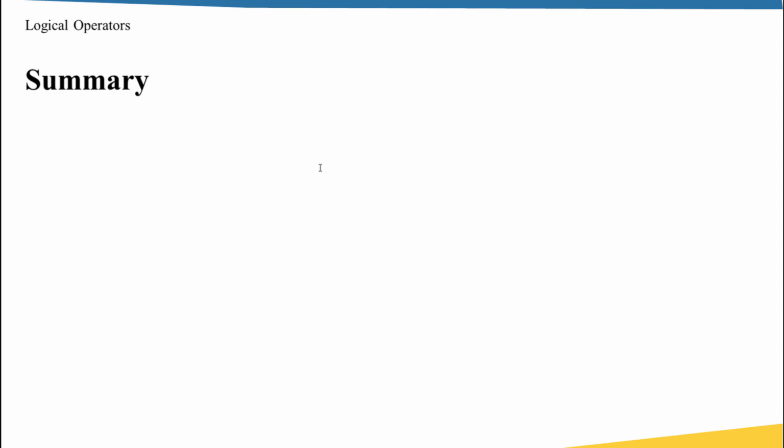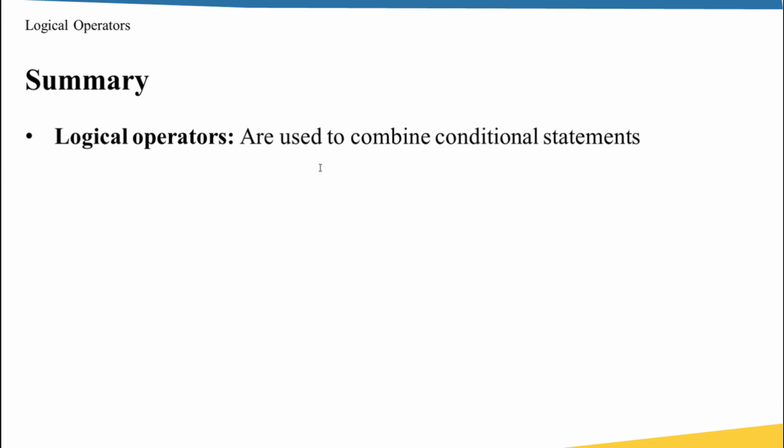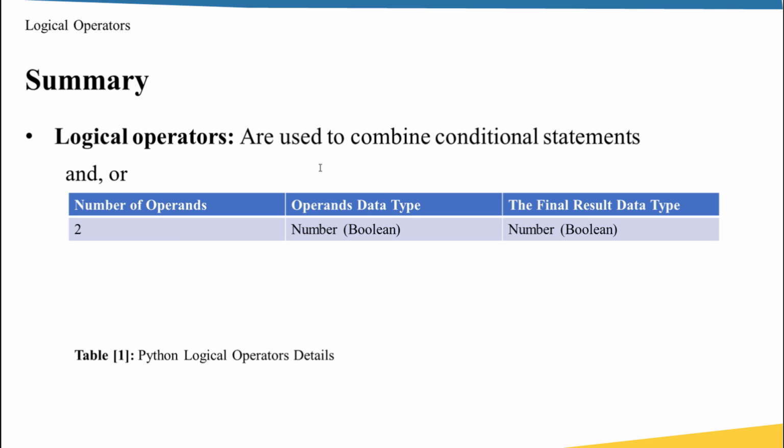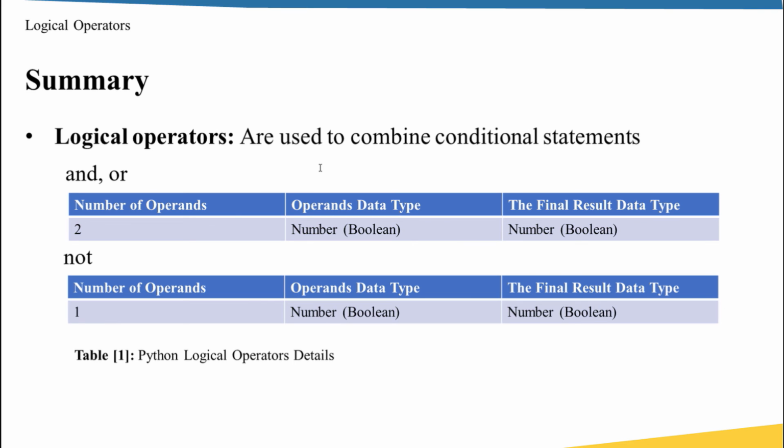Now let me summarize what we have learned in this lecture. First of all, logical operators have been defined as operators used to combine conditional statements, which usually give me true or false values. We saw AND and OR, and these operators take two operands, and these operands should be Boolean, and the final result after the operator is executed is Boolean. We saw also NOT, which takes only one operand, and this operand should be Boolean in this case, and the result is also a Boolean value.